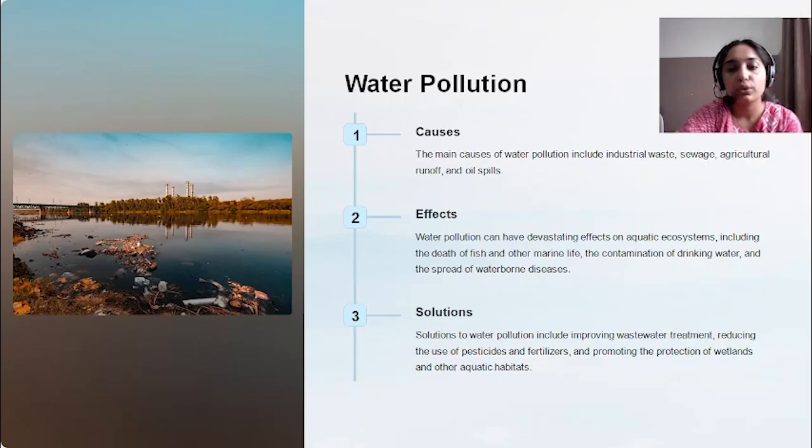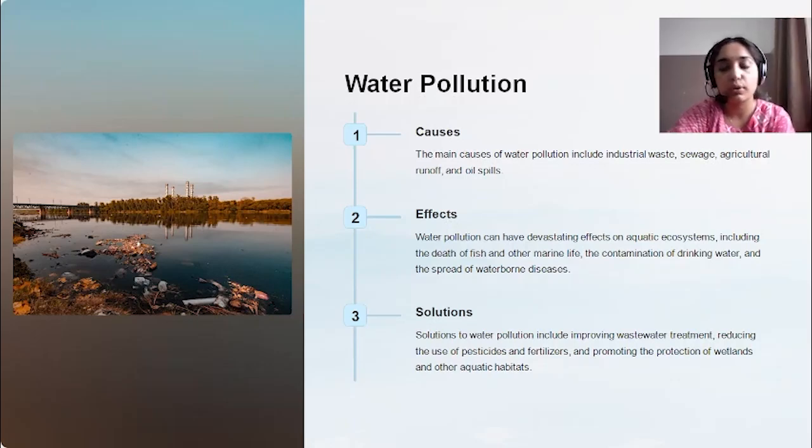So the solution can be done by treating the waste material before releasing it directly into the water bodies, by controlling the oil spills, by not using chemicals directly in the water body such as detergent, mercury, arsenic, etc. So this is the solution that we need to apply for controlling water pollution.